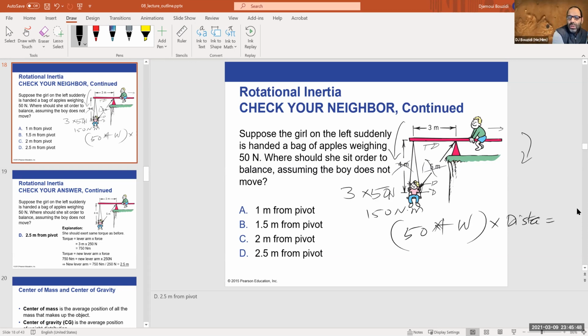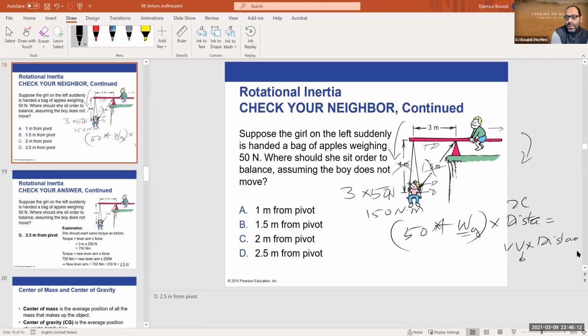This must be equal to the weight of the boy times the distance that the boy has, okay? So this is the equation that we need to solve. We need to solve for this x. We need to know her weight, this is the girl. We need to know the weight of the boy, and we need to know how far the boy is right now from this side in here.